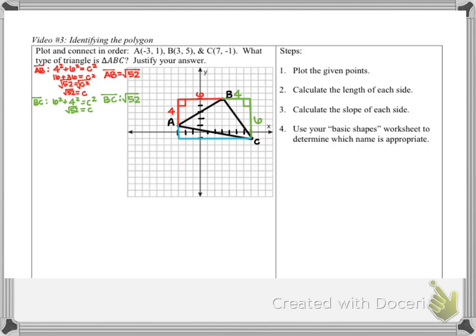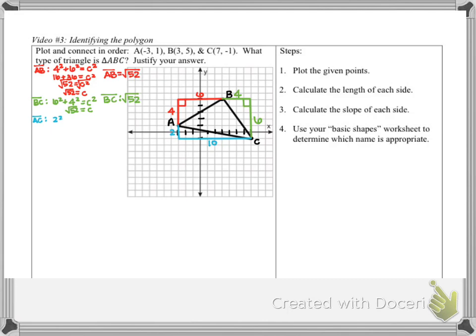And let's see what we get here. Okay, so down is 2, and then across is going to be 10. All right, so I've got a 2 and a 10. Not the same measurements as the other two. So I do have to do a tiny bit more work.